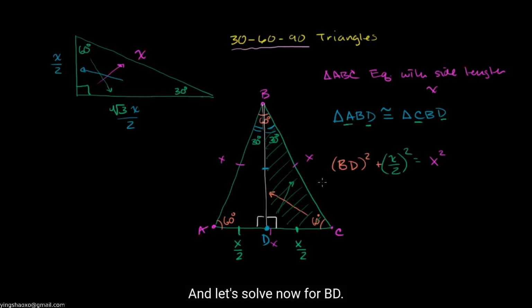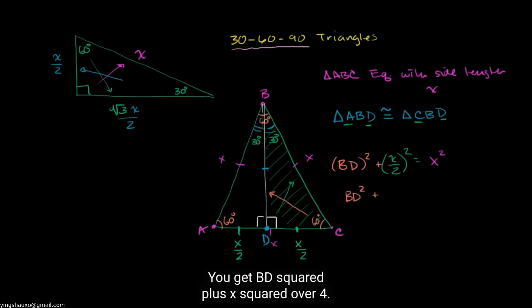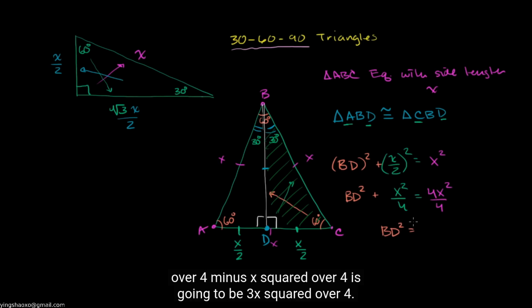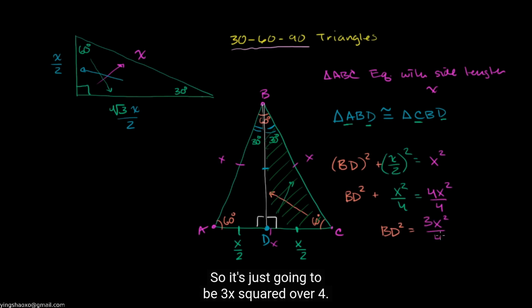And let's solve now for BD. You get BD squared plus x squared over 4 is equal to x squared. You could view this as 4x squared over 4, which is the same thing as x squared. Then if you subtract x squared over 4 from both sides, you get BD squared is equal to 4x squared over 4 minus x squared over 4, which is 3x squared over 4.